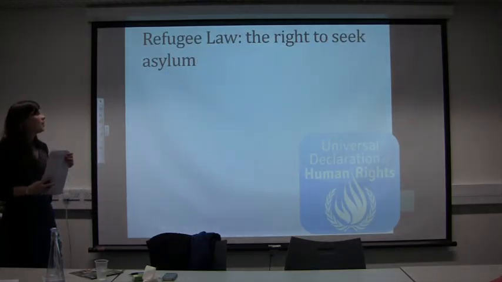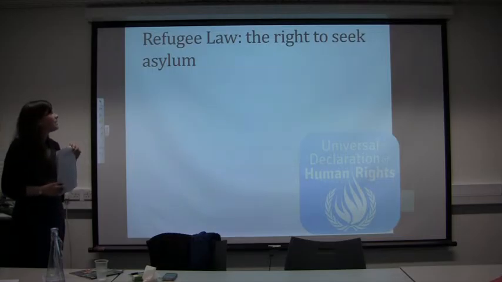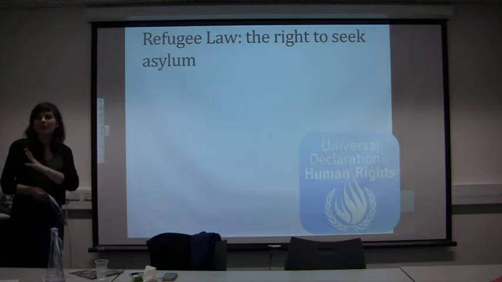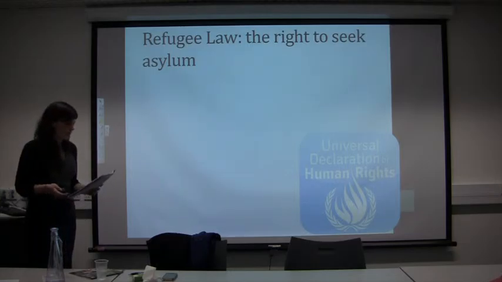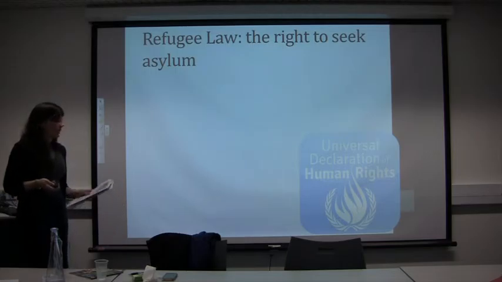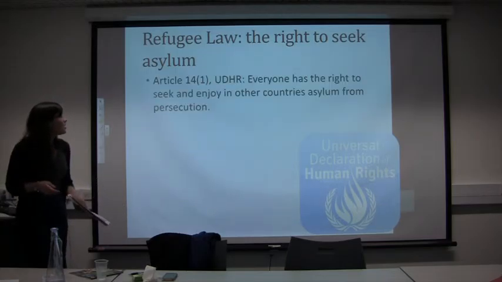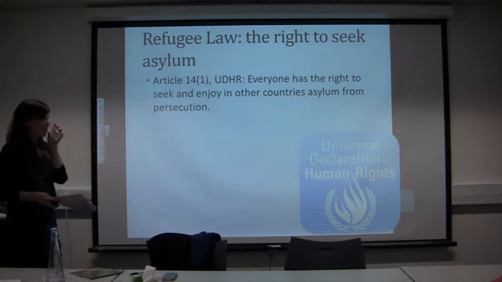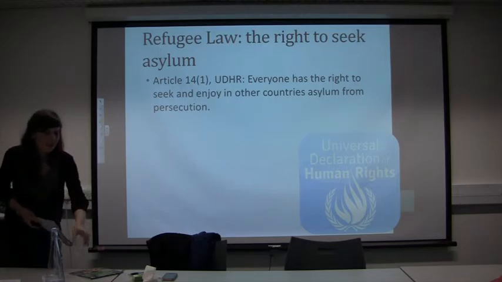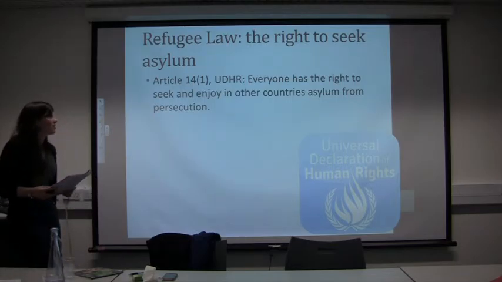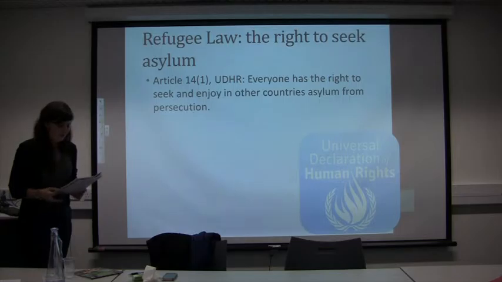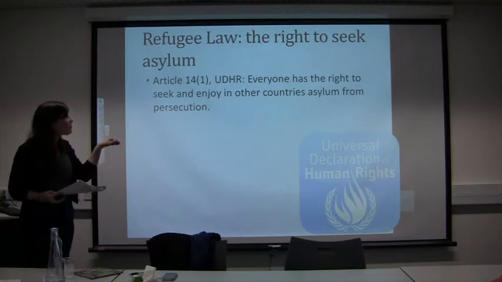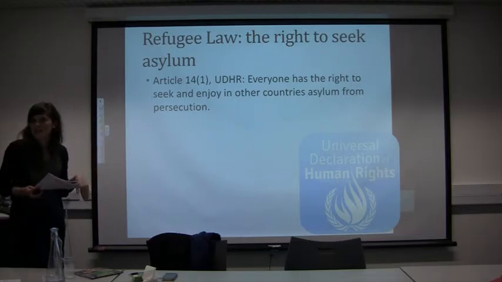A question that comes up a lot when we speak about safety zones is the right to seek asylum. So does it prevent people from leaving their country of origin to claim asylum elsewhere? Is there a right to seek asylum in international law? So Article 14, Paragraph 1 of the Universal Declaration of Human Rights says there is. Everyone has the right to seek and enjoy in other countries asylum from persecution. However, the Universal Declaration is non-binding, and this right has been gradually watered down by states since 1948.